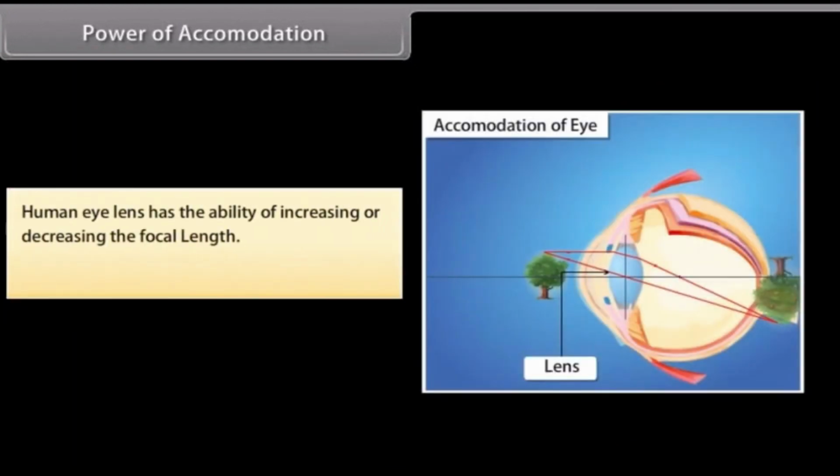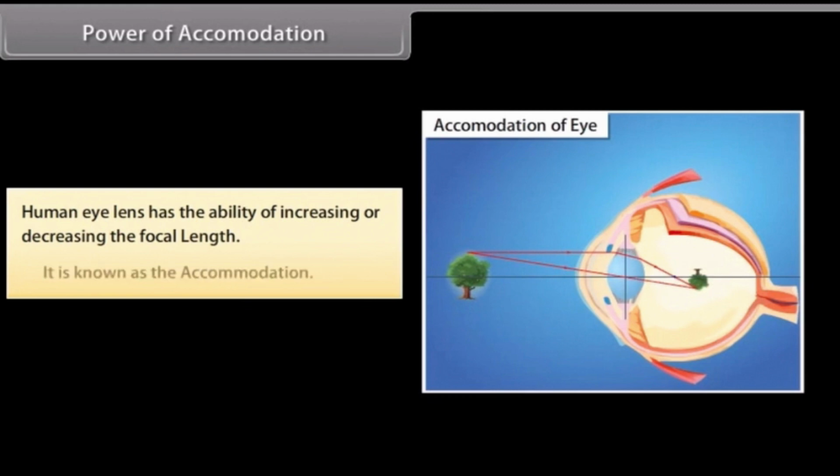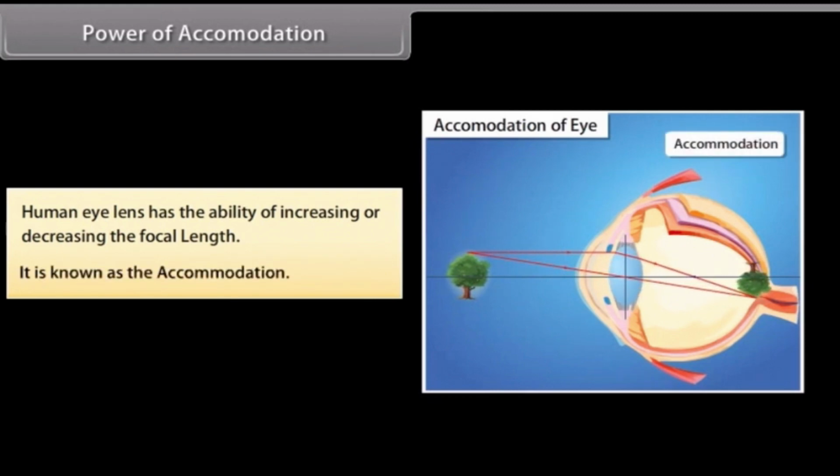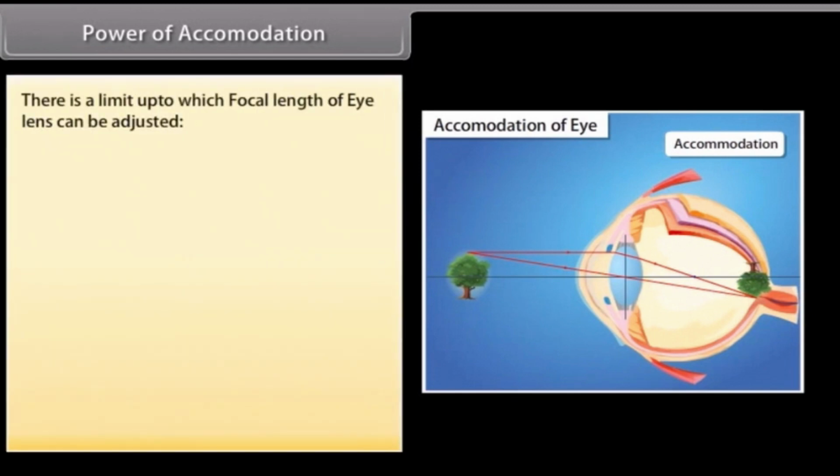Power of accommodation. The human eye lens has the ability of increasing or decreasing its focal length. It is known as accommodation. Accommodation is achieved with the help of ciliary muscles. There is a limit up to which the focal length of the eye lens can be adjusted.